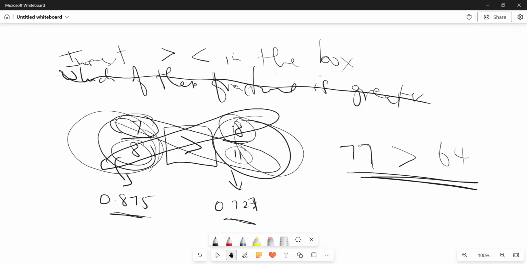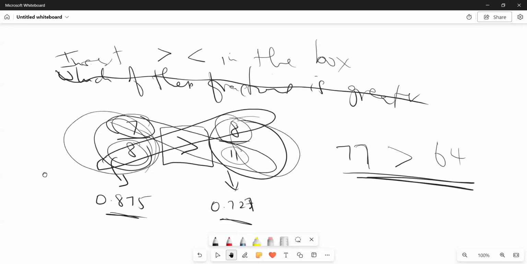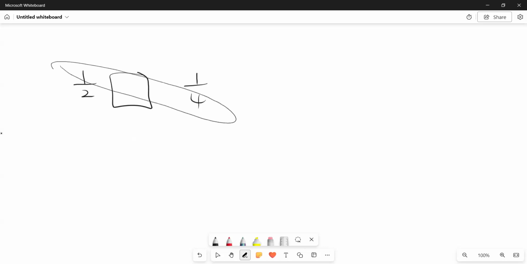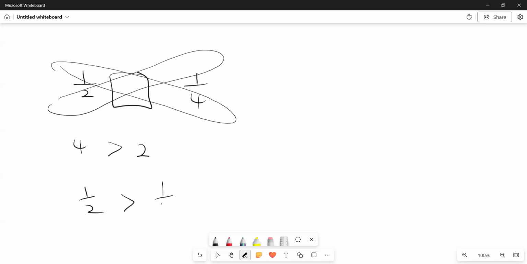Okay, sir. If I have to use a simpler one, let me go with a half and a quarter. You know that a half is greater than a quarter. So let's see, 4 times 1 and 1 times 2, right? So you get 4 is greater than 2. Therefore this fraction, a half, is greater than a quarter. That's a little trick that you can do fast.